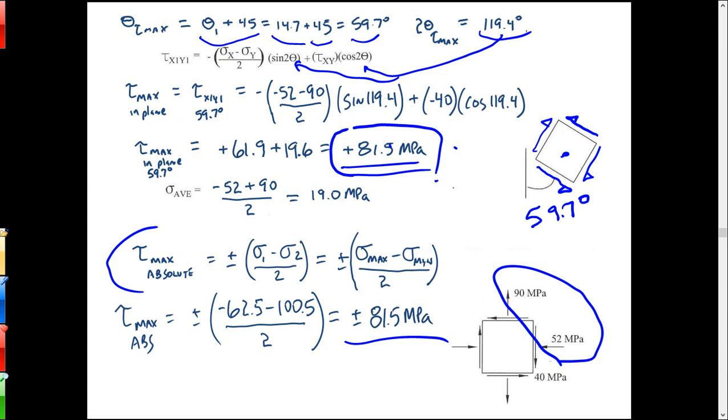And then it looks like the average normal stress, which would act on all four planes, is tensile. 19 is what that is, okay? So we've got 81.5 for the shear and 19 for the normal stress. I'm a little crowded there, so I won't put the units in, but that's what we got. All right. So that's the deal with that.